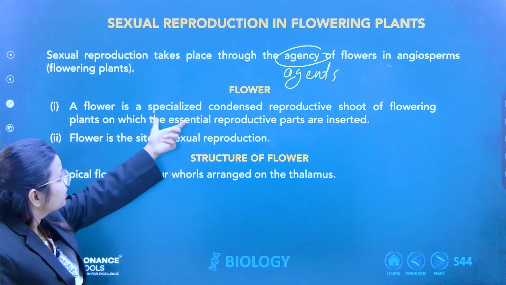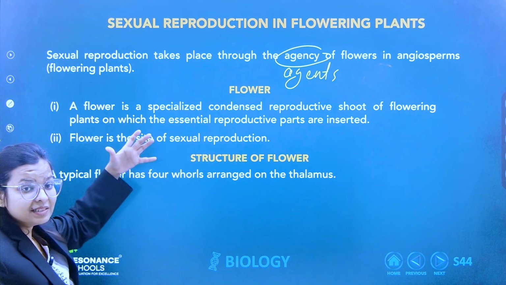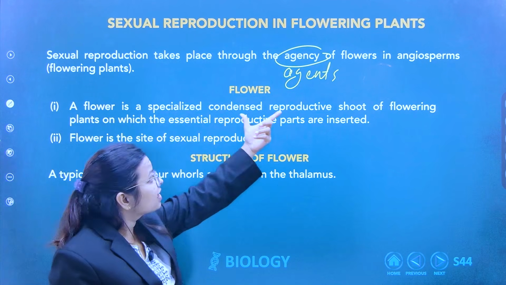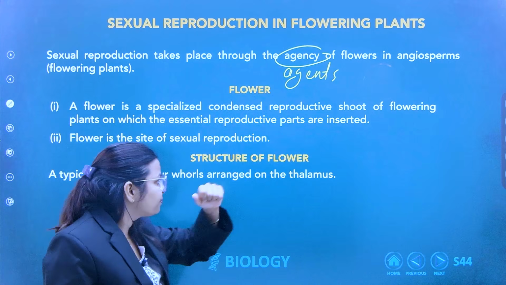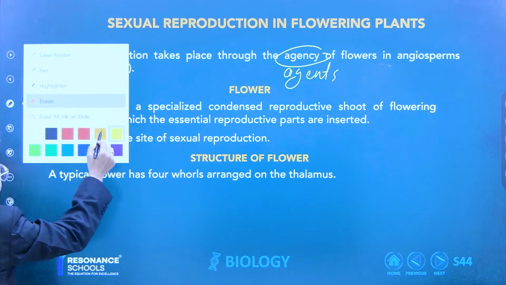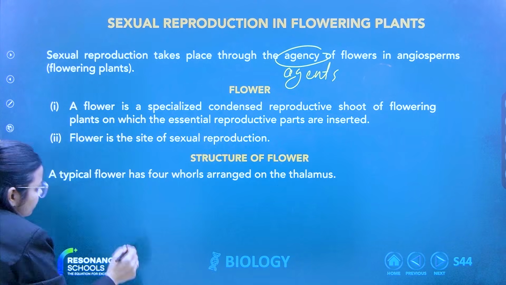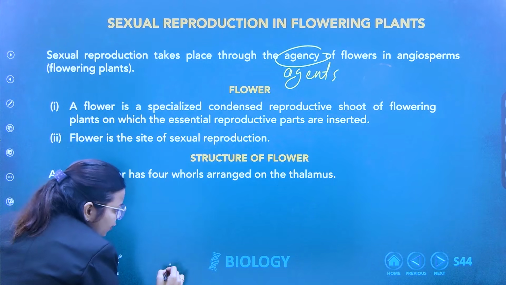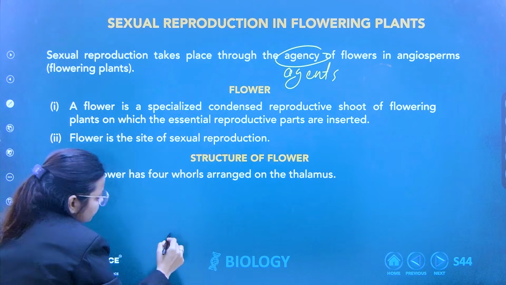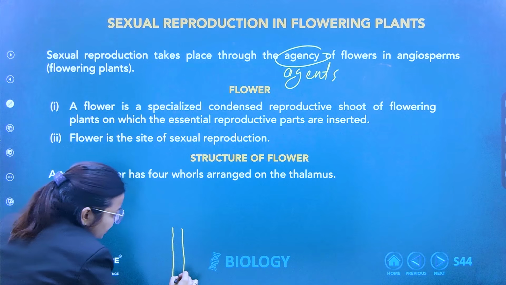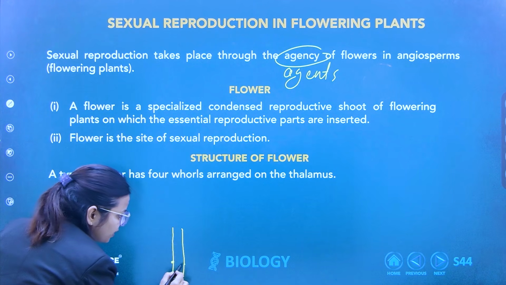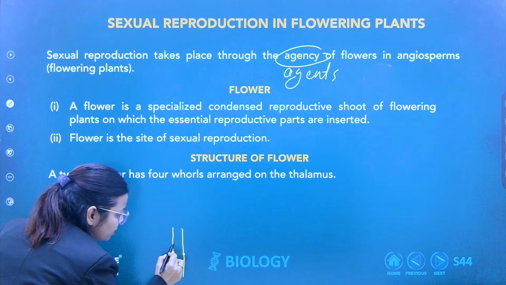Now we come to the flower. What is the definition of a flower? Scientifically, it is a specialized condensed reproductive shoot. Now I am telling you one thing. See, I told you about nodes and internodes. This is your stem. These are your nodes.